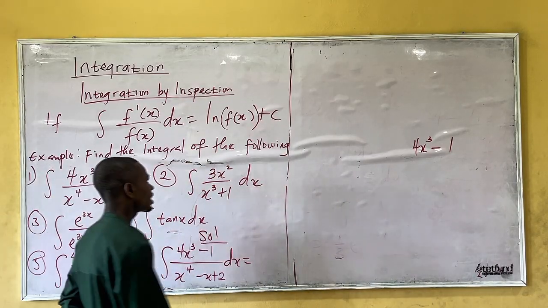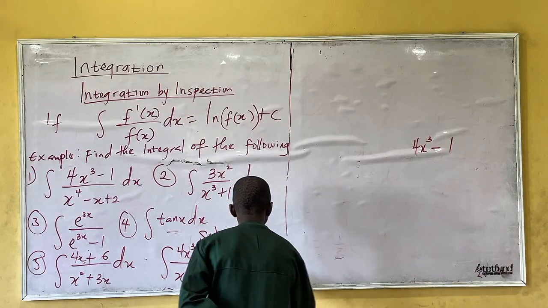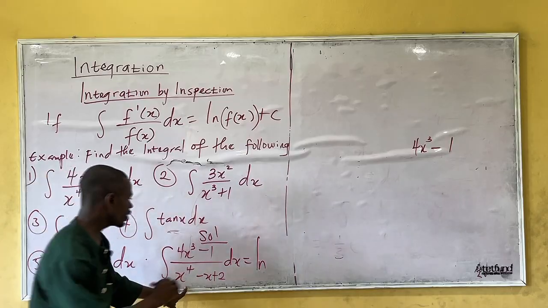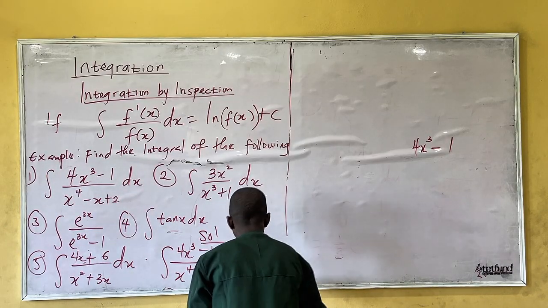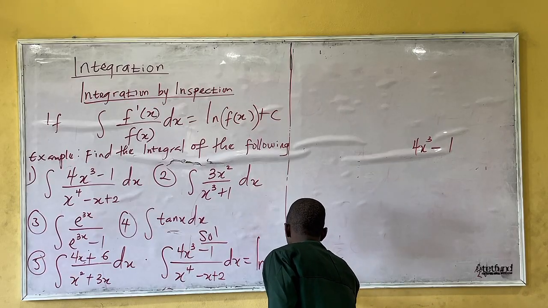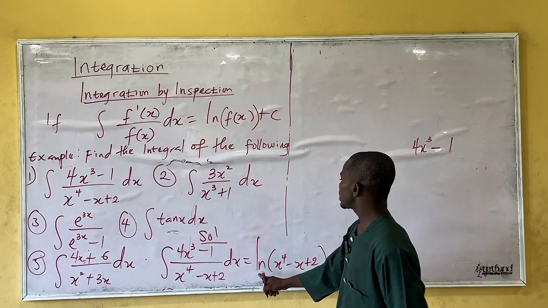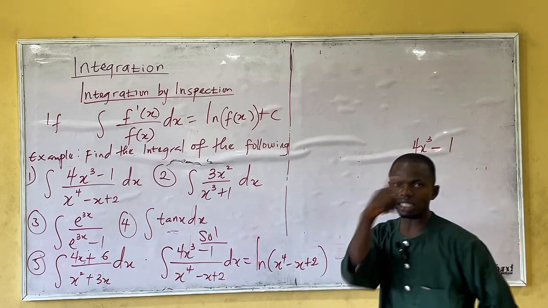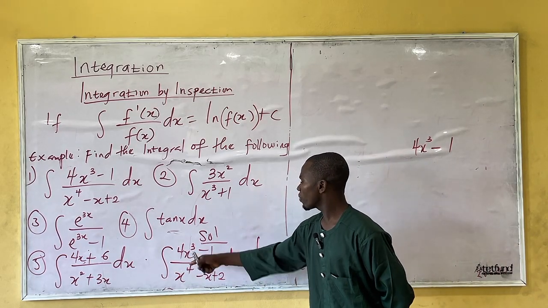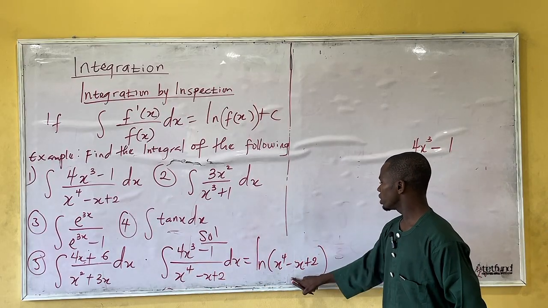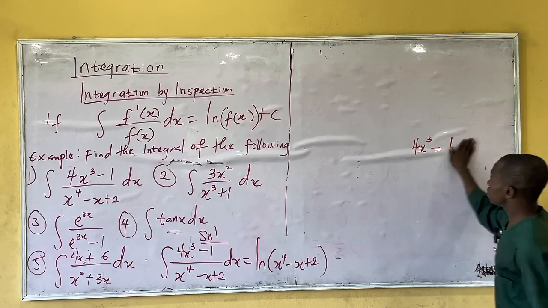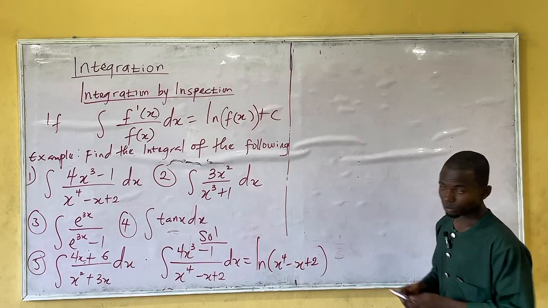So the answer of this will now be ln of the denominator, which is ln of x raised to the power of 4 minus x plus 2. Since the differential of the denominator gives the numerator, the integral of that question is ln of the denominator, ln of x to the power 4 minus x plus 2. That is that. It's very easy. Just inspection.